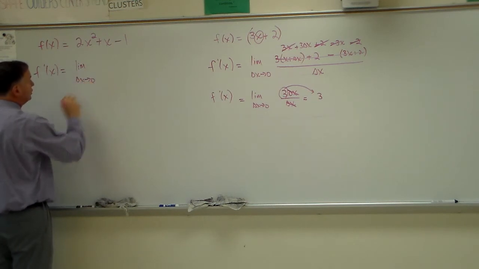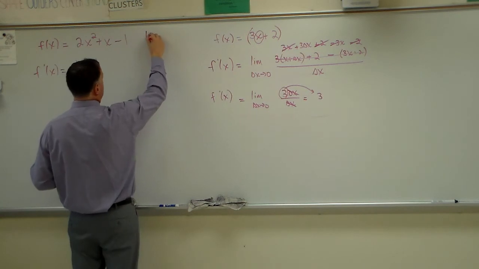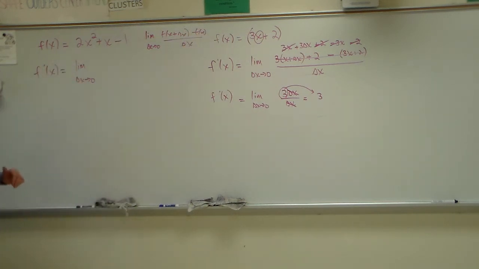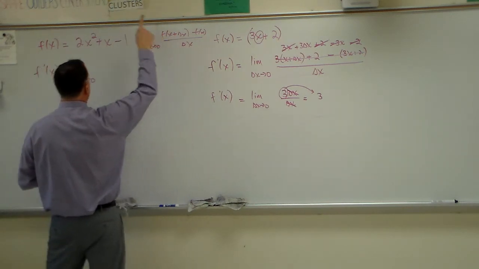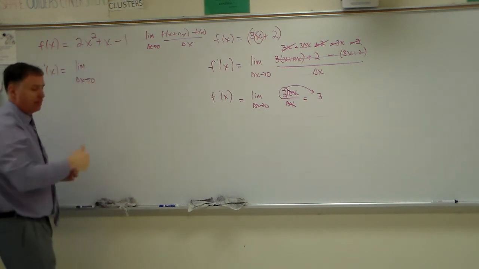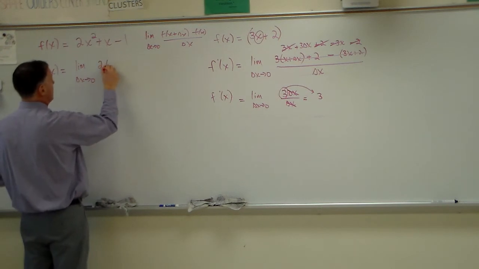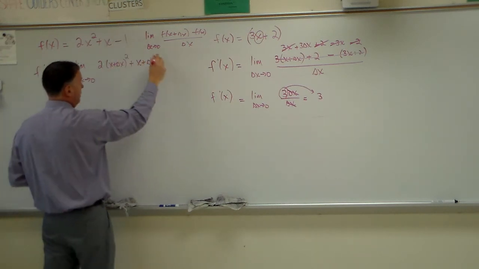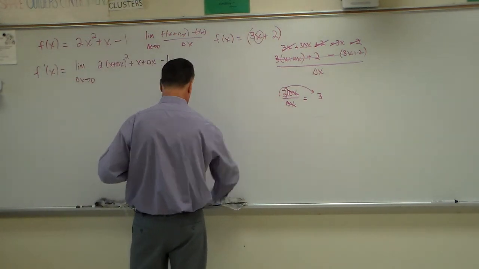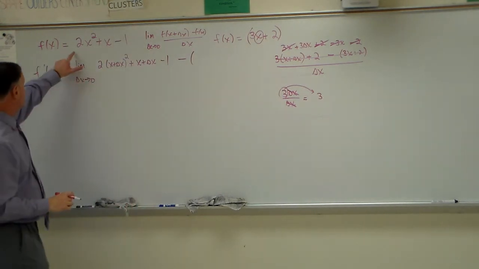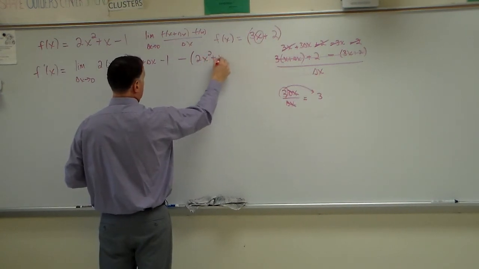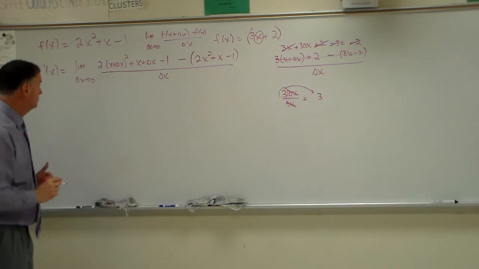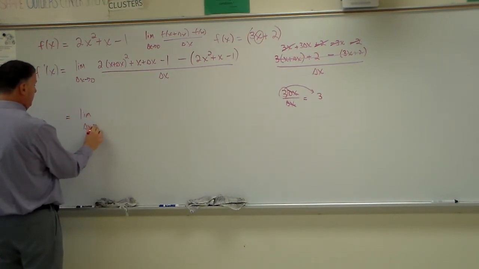The limit as delta x goes to 0. Now, I'm going to write it out again so you guys can see it. F of x plus delta x minus f of x all over delta x. So I have to take x plus delta x and plug it into my function. So wherever I see an x here, I've got to replace it with x plus delta x. So I have 2 times x plus delta x squared plus x plus delta x minus 1. Okay? Minus whatever f of x is. Here's your f of x: 2x squared plus x minus 1. And that's all over delta x. The limit as delta x goes to 0.